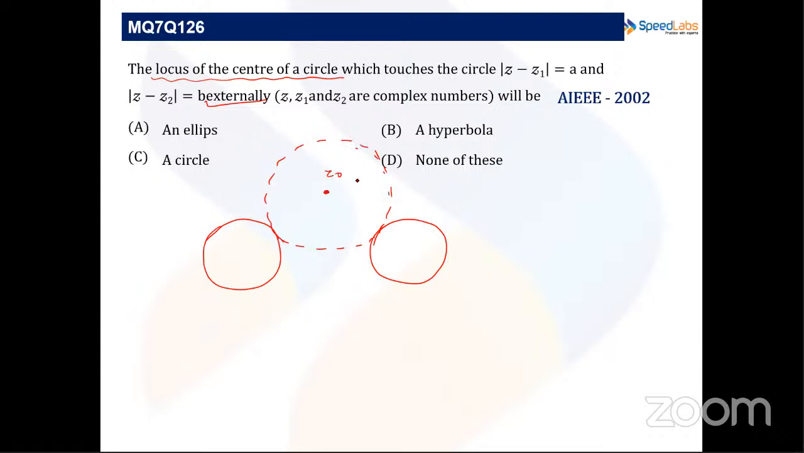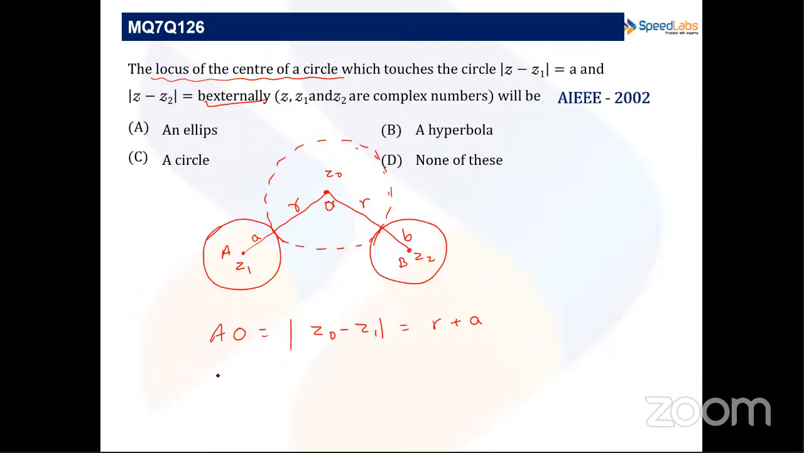Let's say center is Z0 and this point is Z1, this is Z2. So we will try to find the distance between, let's say, A, B and O. So the distance of AO will be given by mod of Z0 minus Z1 equals to, let's say its radius is R, and here it is A and B. So this value will be equal to R plus A.